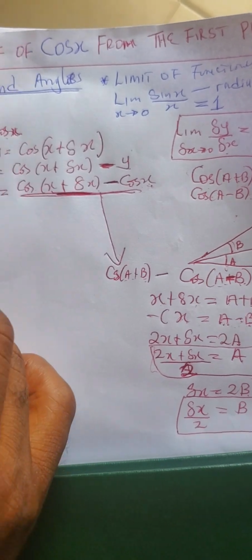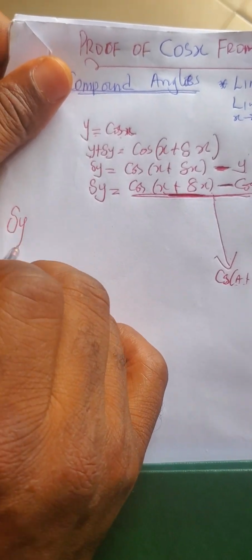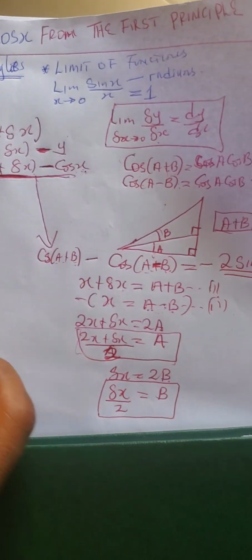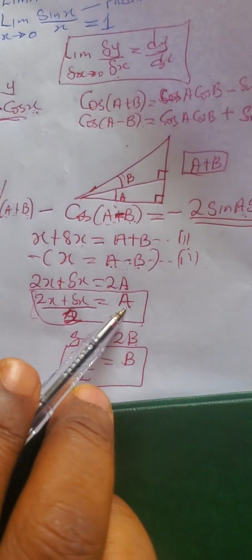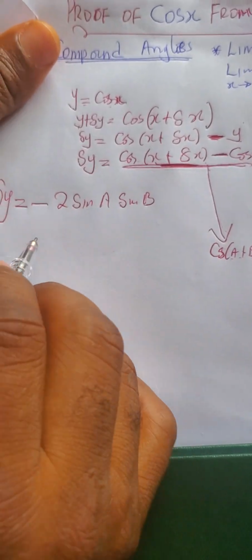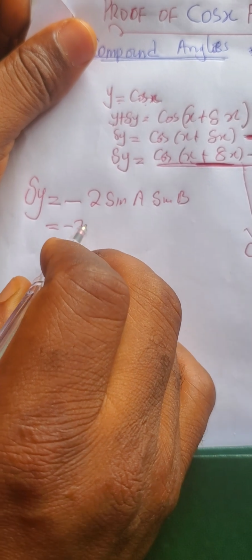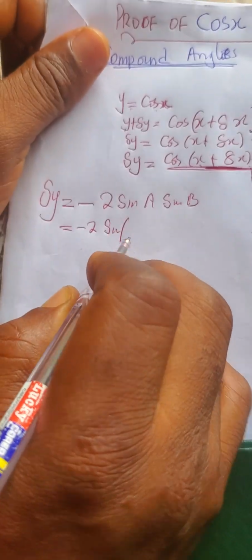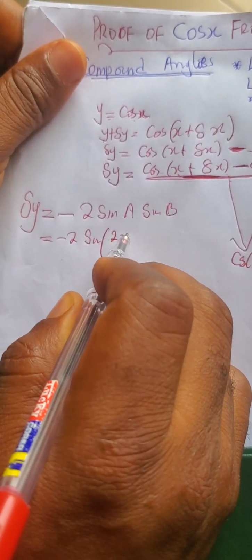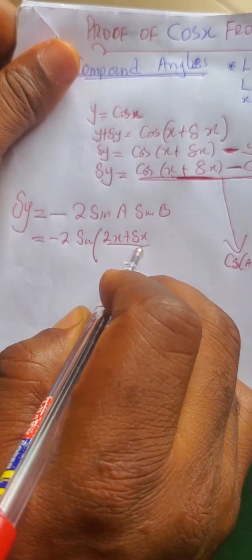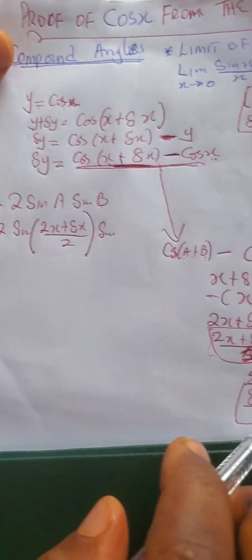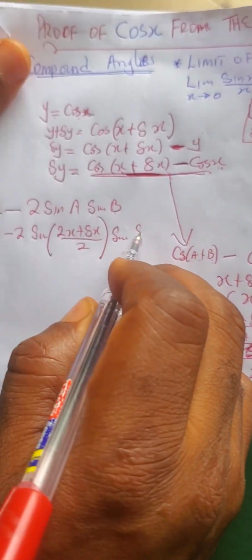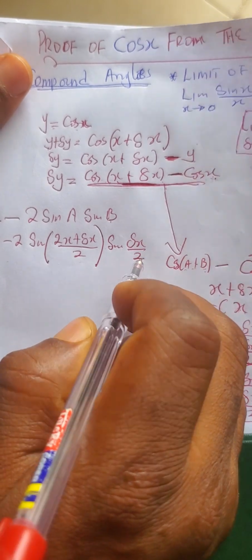So I'll just say that my delta y now will be minus 2 sine a sine b. Since my a has been taken to be this, I will substitute it here. So delta y will now be minus 2 sine, then for the a, I have 2x plus delta x divided by 2, then I will say sine b. My b is delta x divided by 2.